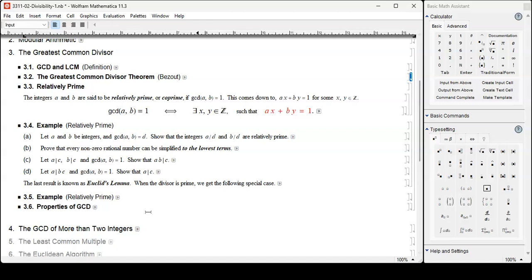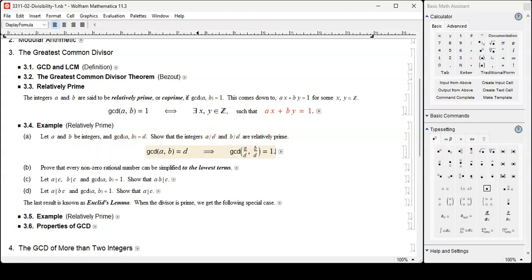Alright, first example here. Let a and b be integers and the GCD is d. Show that the integers a over d and b over d are relatively prime. Basically, we have to prove this.